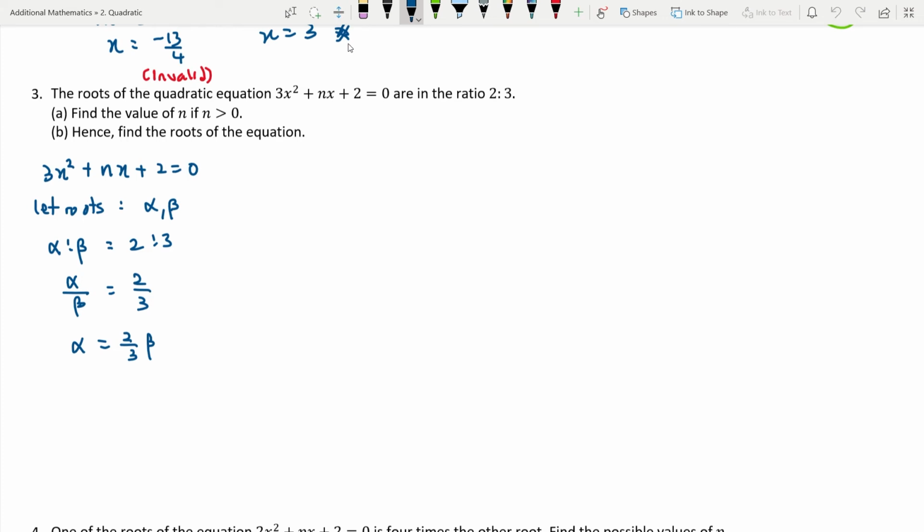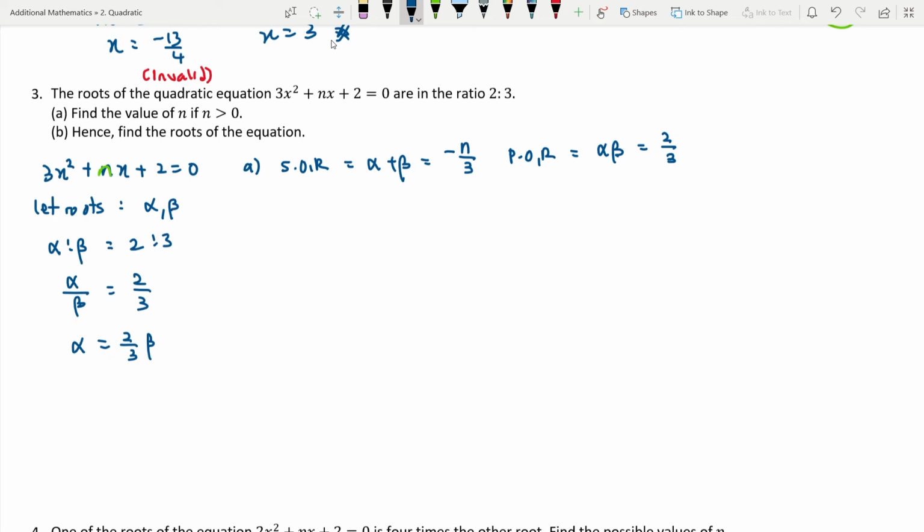A. Find the value of n if n is greater than 0. The n is actually our b. From the information we have, we can find the sum of roots and the product of roots. The sum of roots is equal to alpha plus beta, which is negative b over a, which is negative n over 3. The product of roots is equal to alpha beta, which is 2 over 3.